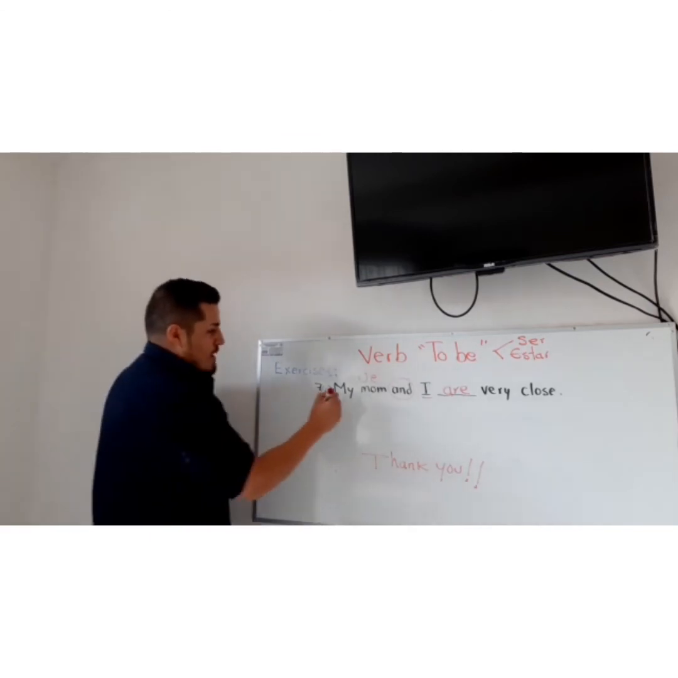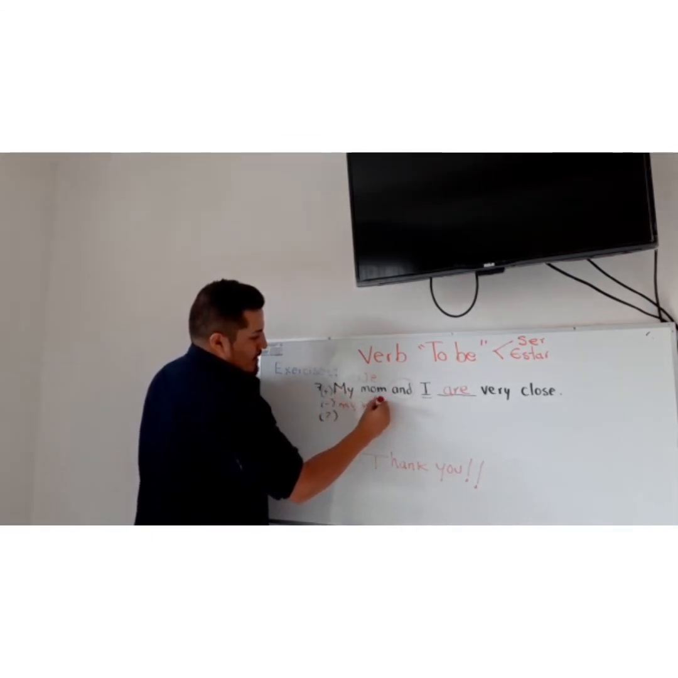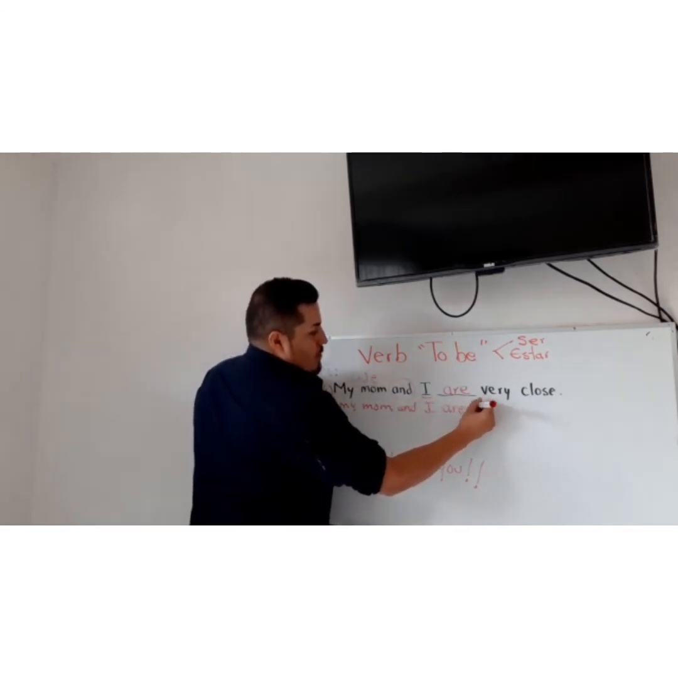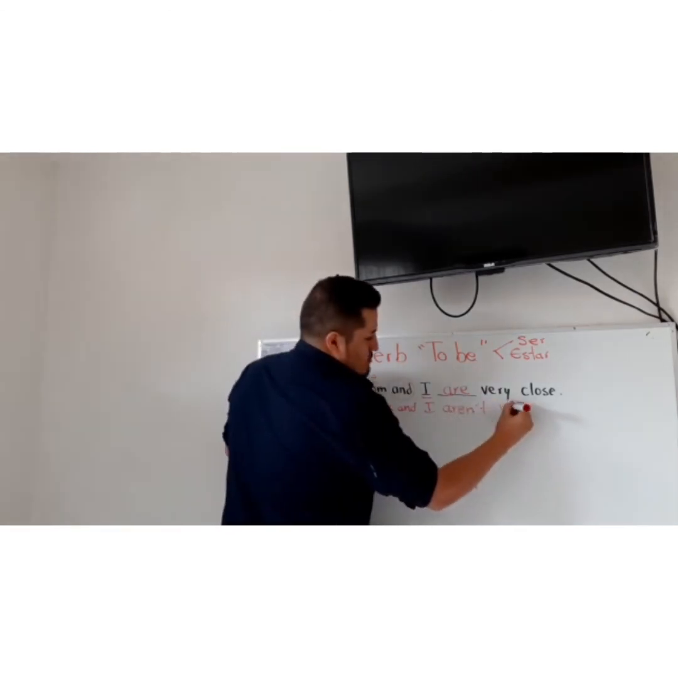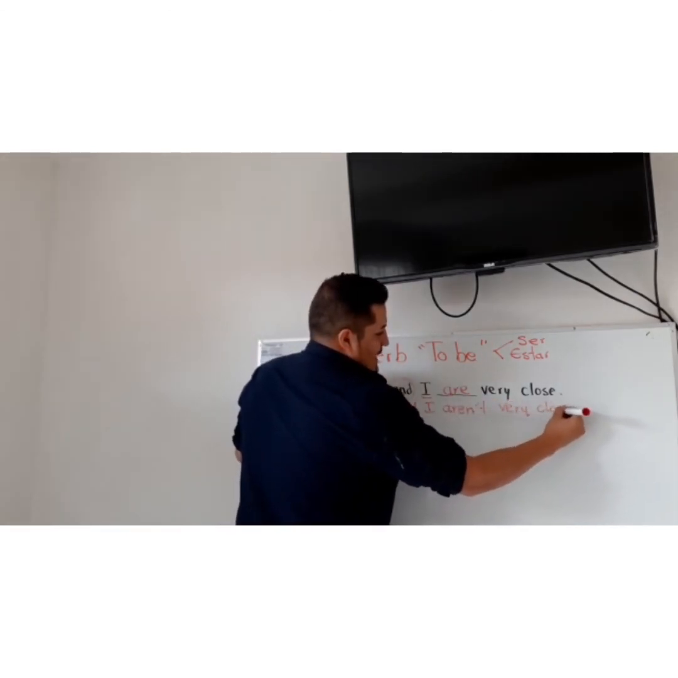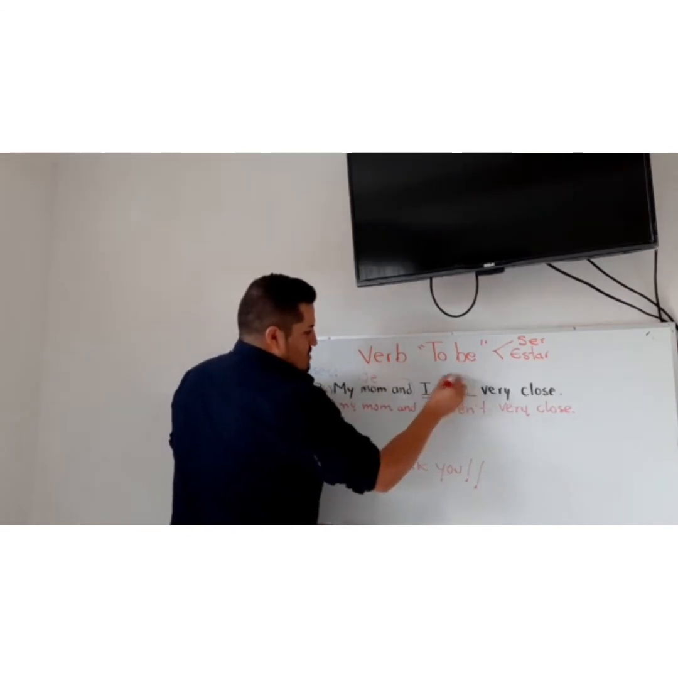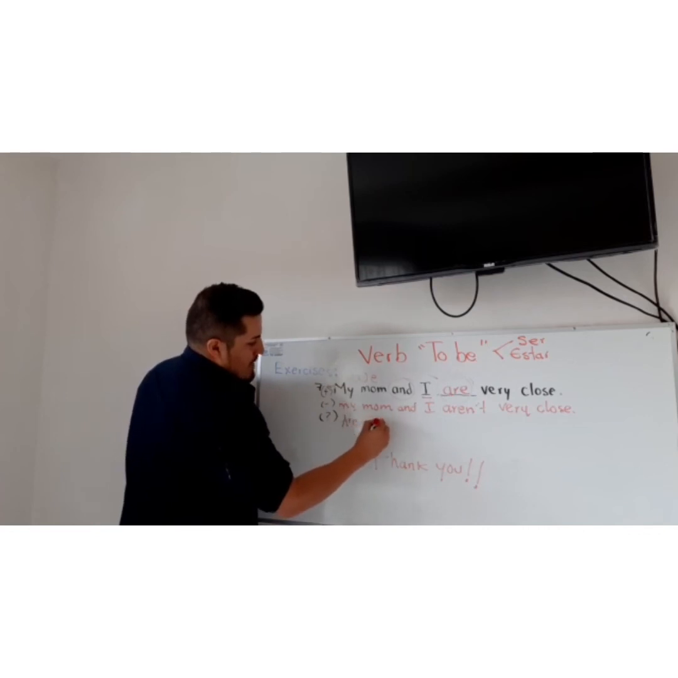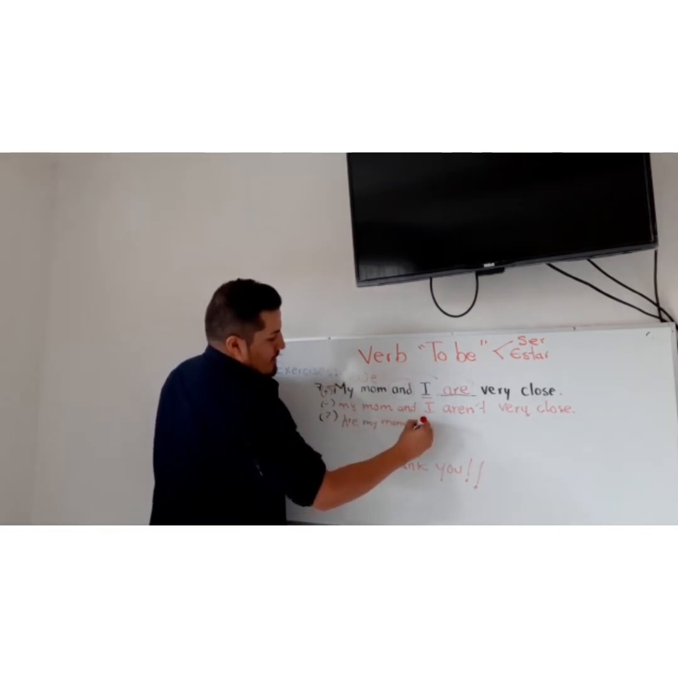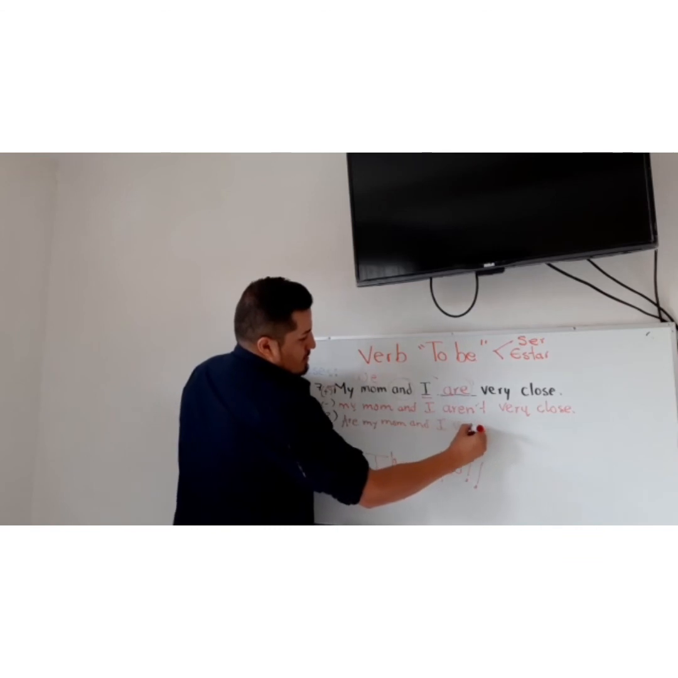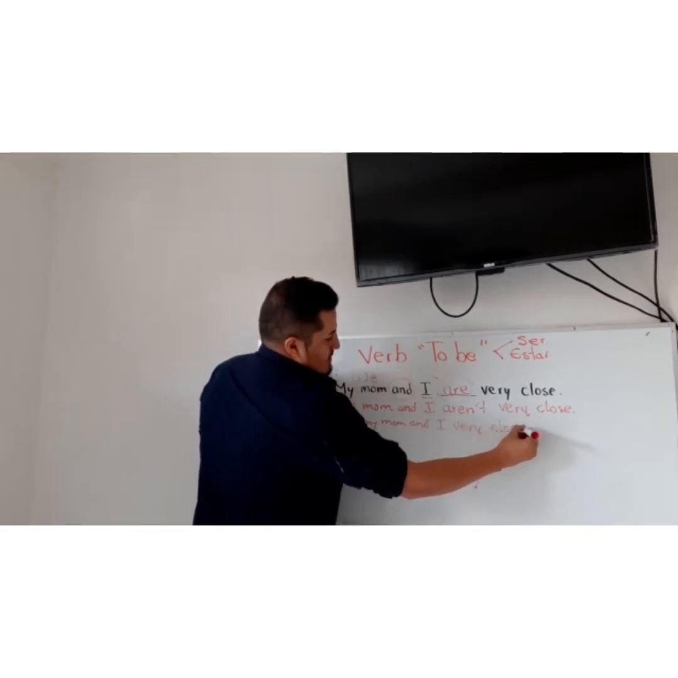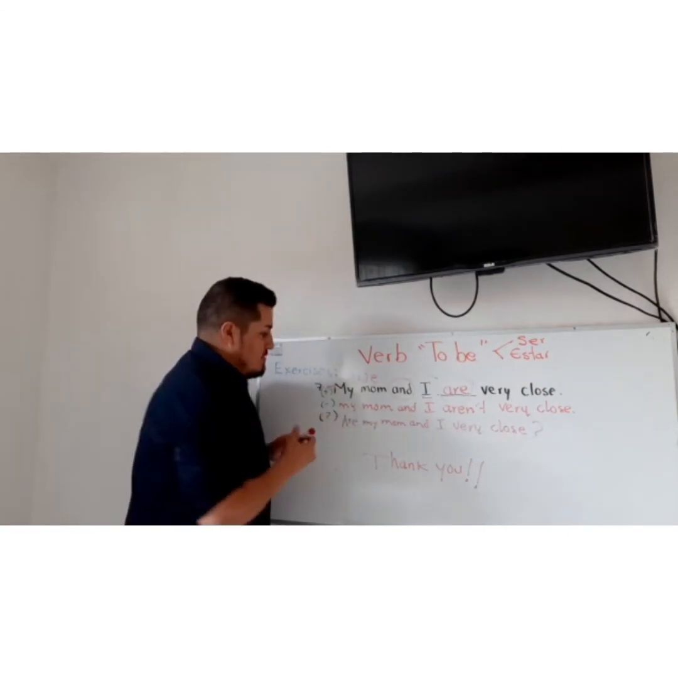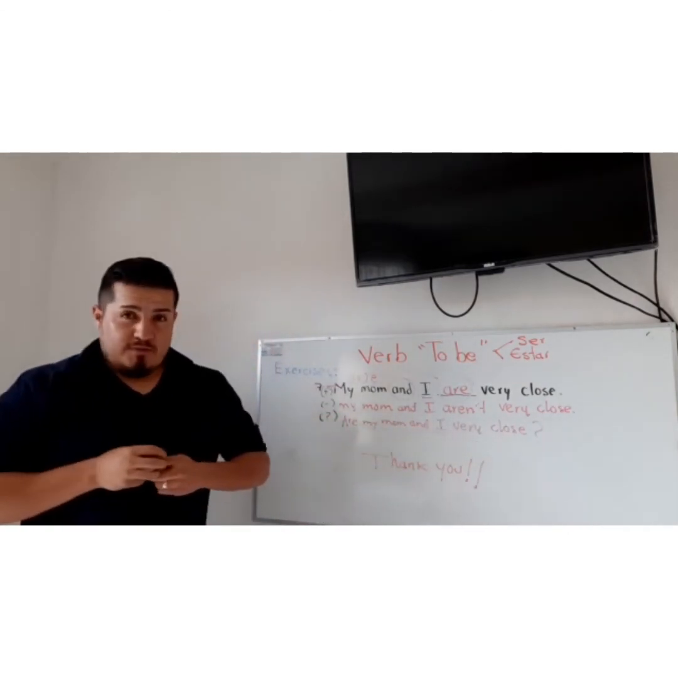Negative form. My mom and I aren't or are not very close. No somos unidos. And finally, I have to move the are to the beginning of the sentence to make the question: are my mom and I very close? And that would be my question. Are my mom and I very close? My mom and I is my personal pronoun.